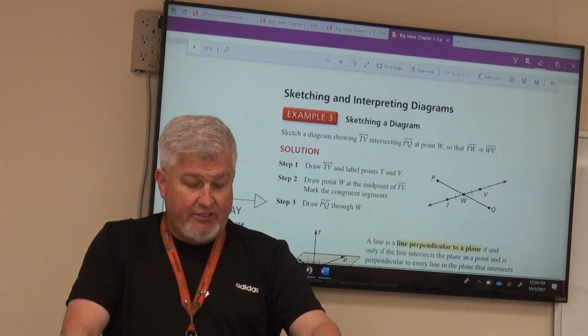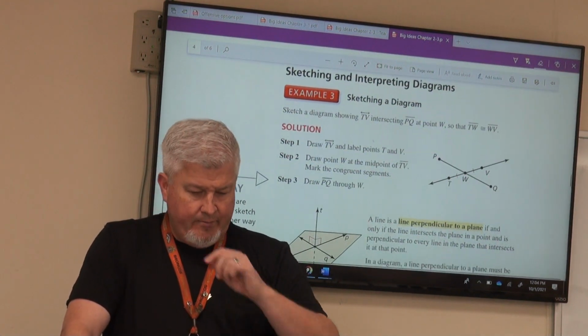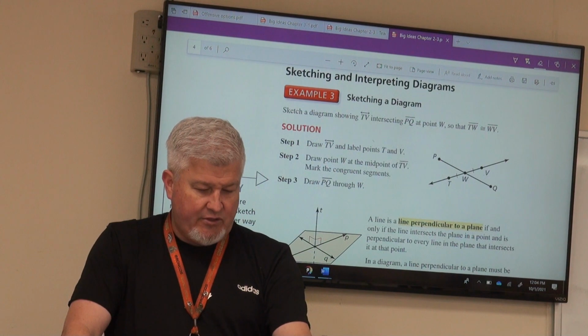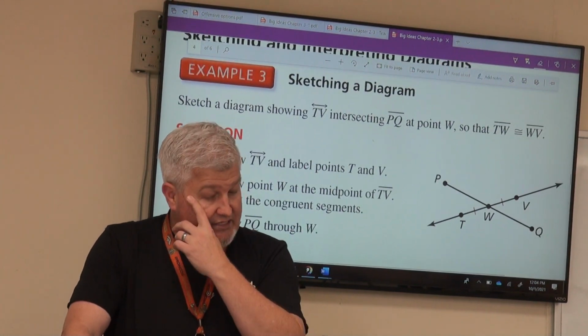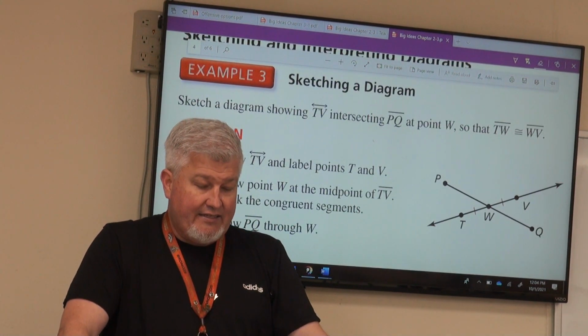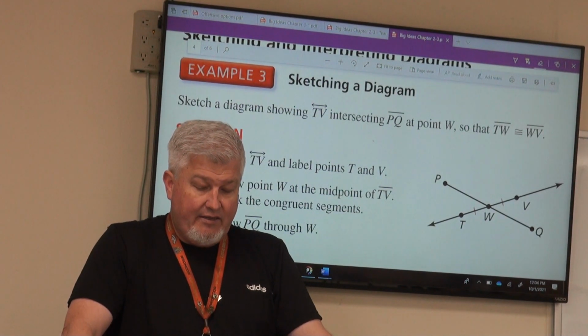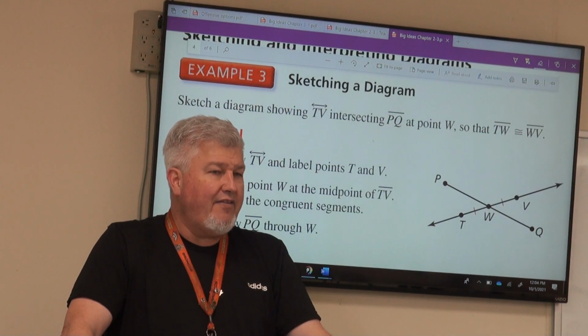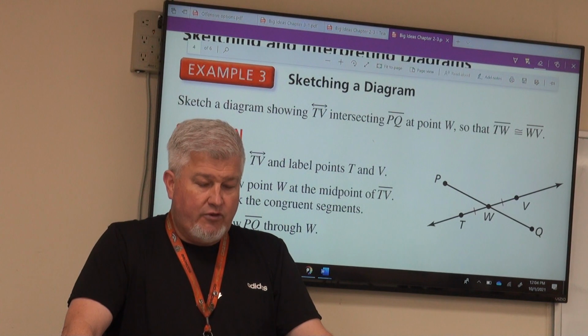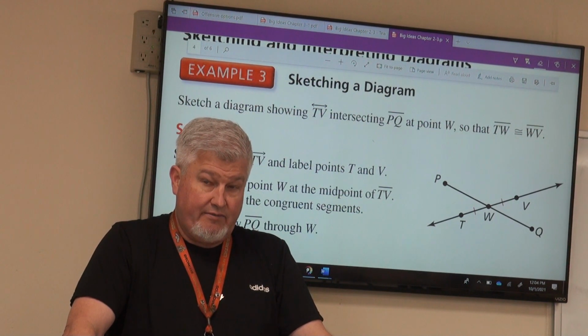All right, last page of this description. Sketching and interpreting diagrams. So example 3 says, sketch a diagram showing line TV and segment PQ. Please, when you draw these, pay attention. When you do a line, I should see the arrows. When you do a segment, it should end at the points.